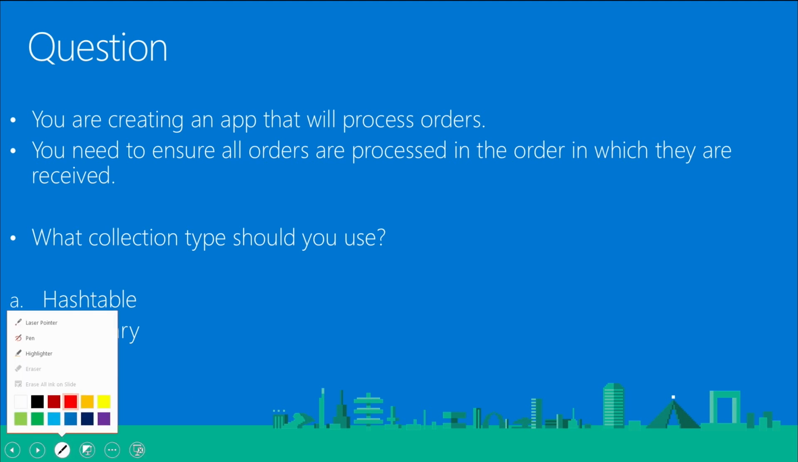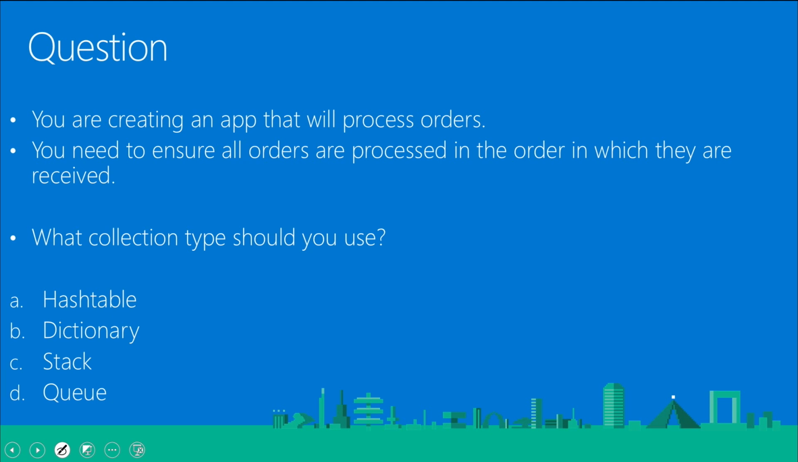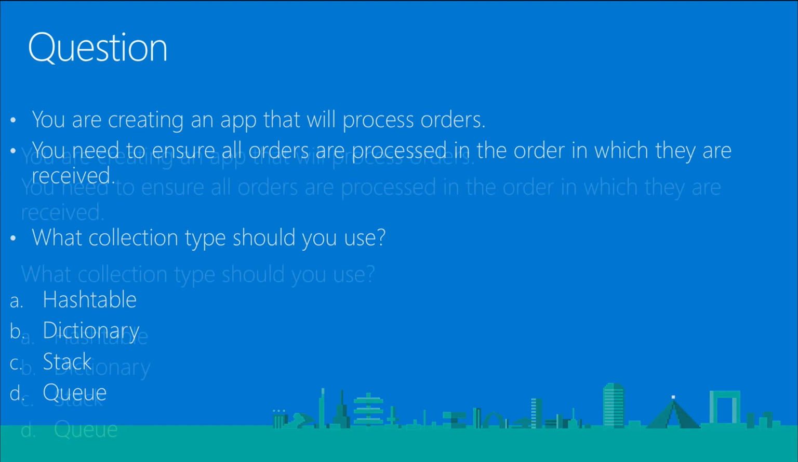What we need to do is actually eliminate a couple. Both hash table and dictionary give us the ability to go find individual items. Stack and queue are going to dictate a specific order. The way that stack is going to work is last in, first out. This says they need to be processed in the order in which they are received. So we need queue, which is going to be a FIFO, or first in, first out.